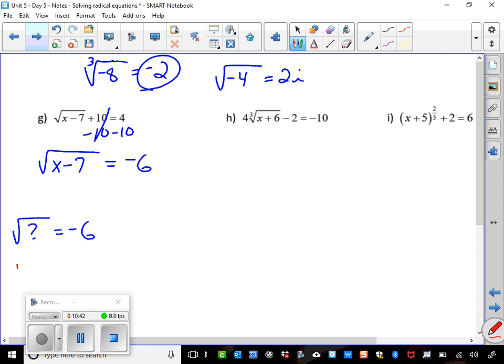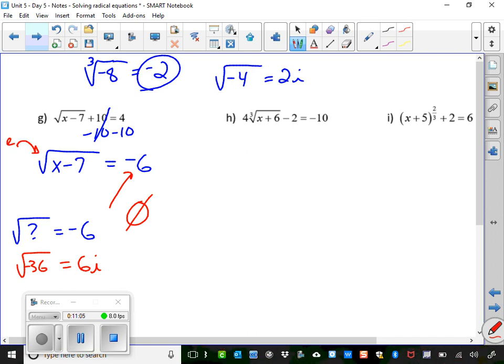Well, okay, square root of 36 is 6. If I put a negative inside that, it makes 6i. There's no way to get a negative answer like this from a square root. So if there's no answer, then you know what? I just say no solution. So if you ever clean up a square root or a fourth root or a sixth root, anything with an index that is even, if you ever clean it up and you get a negative on one side, you're done. There is no solution to that.